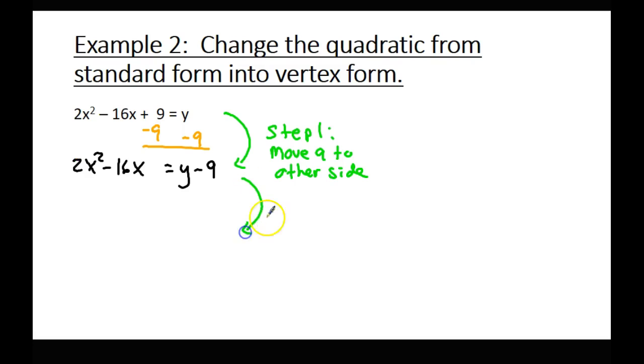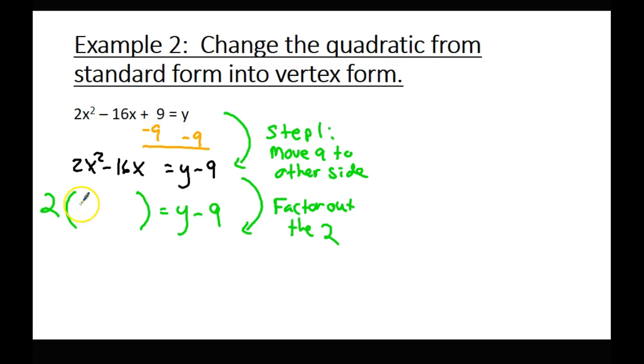So, factor out the 2. So check this out. I want to take that 2 out. That means we're dividing it out. So if you were to divide that 2 out of both of these numbers here, what would be left? X squared and? What if you divided that one by 2? 8, right? Now notice I'm not taking the x out, right? Just the 2. Okay? So step 1, move this 9 to the other side. Step 2, factor out the 2.